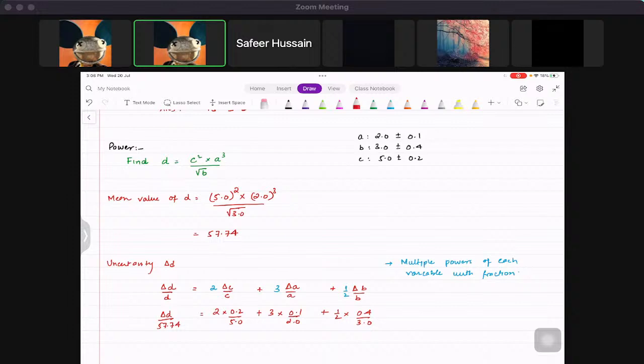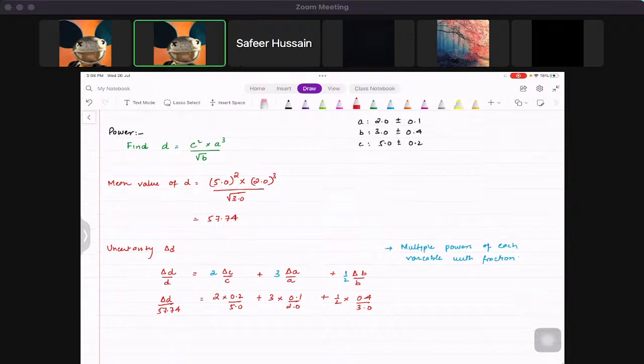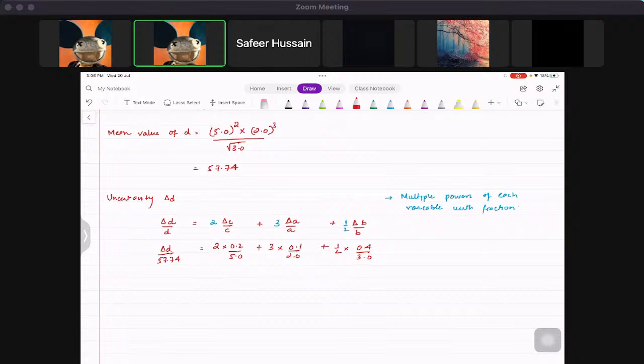Now when you multiply 57.74 with the whole thing, basically you're gonna get 17.13. You can also check it from your calculator. It's always basically good that you guys do it.